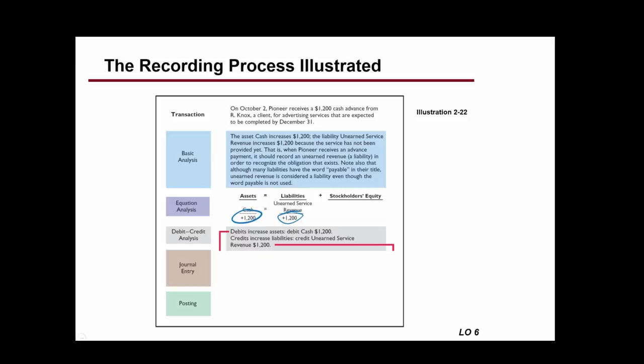Do you remember that, or do you want me to just go over that slide that reminds us of all the debits and credits? Quickly, by show of hands, do you want me to show you that slide again? Okay.